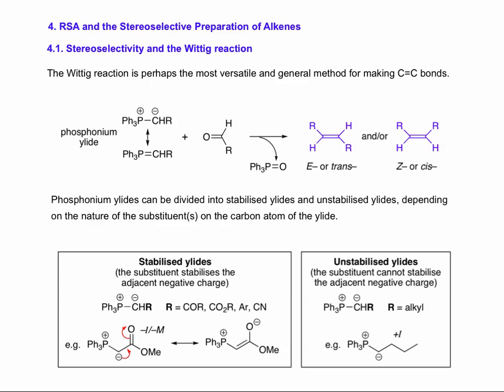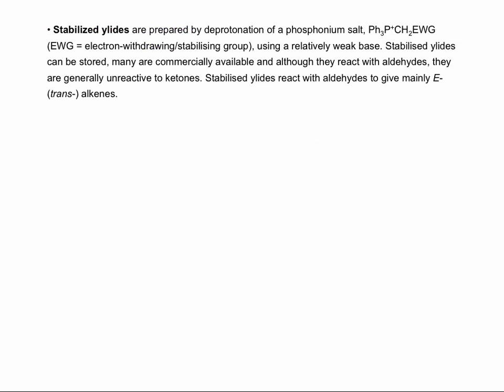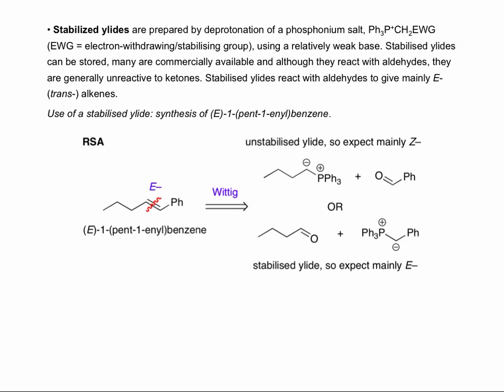hence the term unstabilized. Unstabilized ylides are prepared by deprotonation of a phosphonium salt using a relatively weak base. It can be stored, many are commercially available, and although they react with aldehydes, they're generally unreactive to ketones. Stabilized ylides react with aldehydes to give mainly E or trans alkenes. So we're now going to look at the synthesis of E-1-pent-1-enylbenzene, which uses a stabilized ylide.